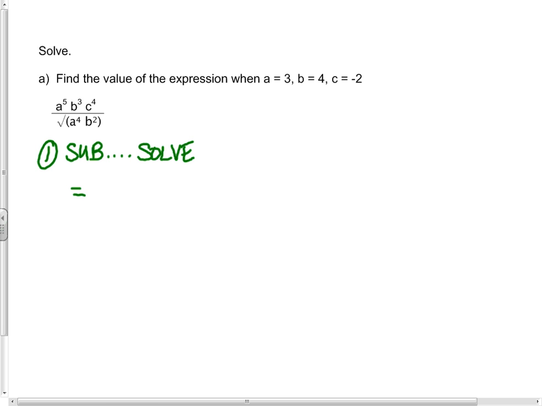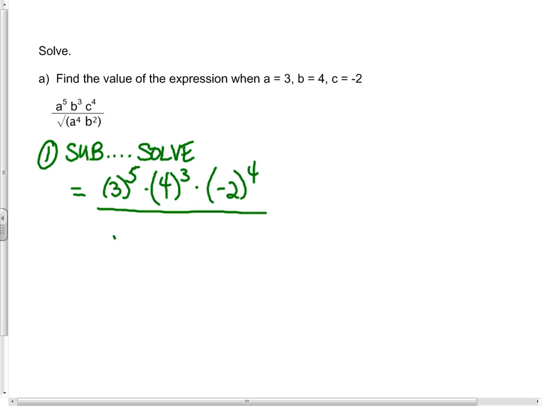We have a to the 5th, which is 3 to the power of 5, times b cubed, which is 4 cubed, times c to the 4th, which is (-2) to the power of 4, all over the square root of the whole thing, because it's a square root and then a set of brackets. I have a to the power of 4, which is 3 to the power of 4, times b squared, which is 4 squared. Okay, it's ugly, but we can do it.